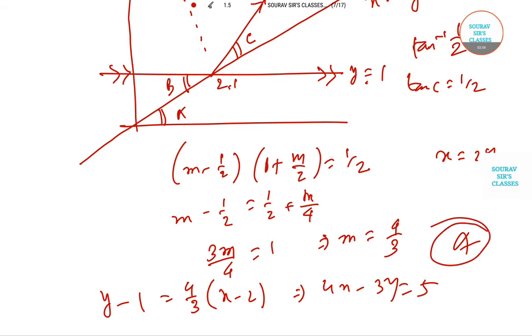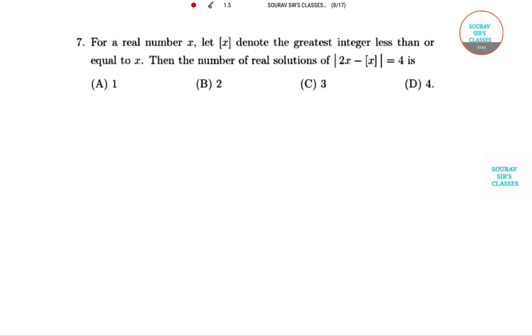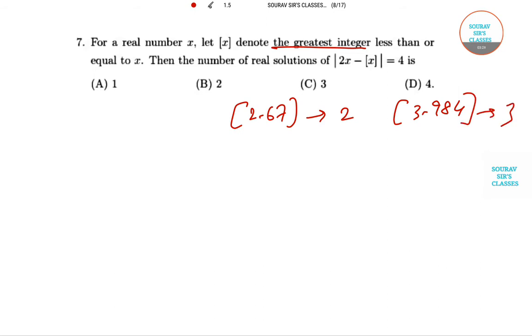Now we are proceeding to the next question, that is question number 7. It's a real number line they have given, and let [x] be the GIF, the greatest integer less than or equal to x, and the number of solutions. What is the GIF function? 2.67 can be written as 2, 3.984 can be written as 3. This is a GIF. You take the whole number; it doesn't matter how big or small the fractional part is.